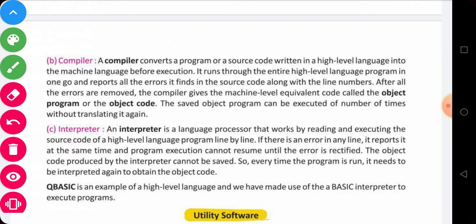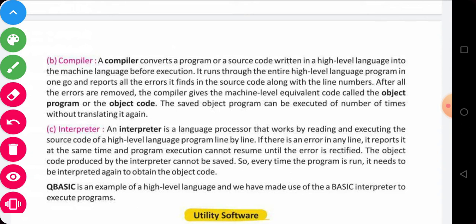The compiler executes the whole instruction set at once and converts it into machine language code. And the converted machine language code is called an object program or object code. This program executes after compiling the high level language into machine language.